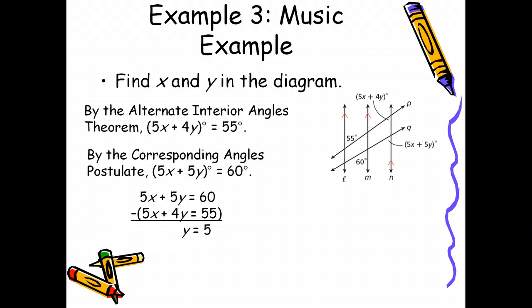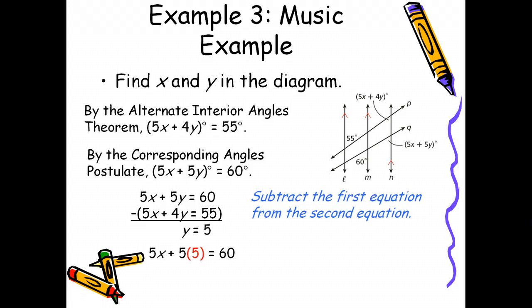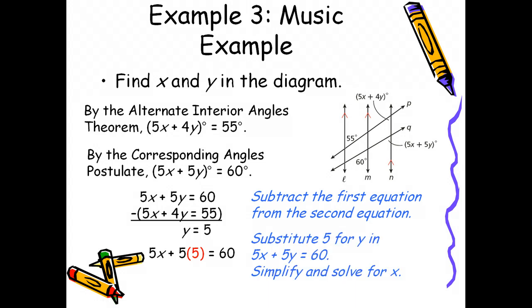If we use these as a system of equations, we subtract the 5x plus 4y equals 55 from 5x plus 5y equals 60, and we come up with y equals 5. We can use that information to solve for x. We'll plug this in, substitute the 5 for y, and simplify to solve for x. X equals 7 and y equals 5.